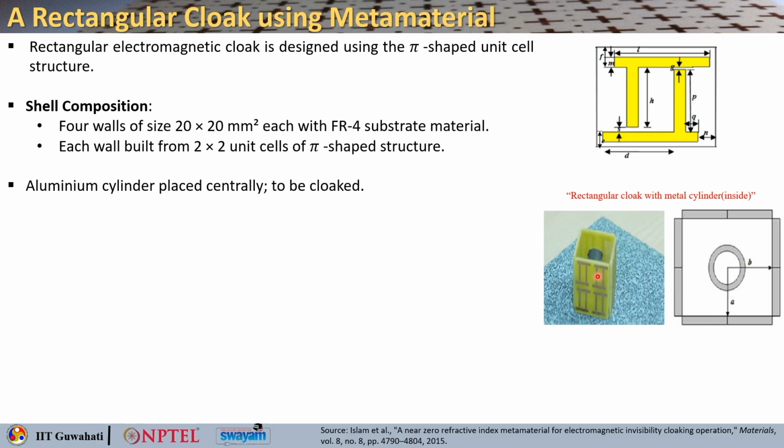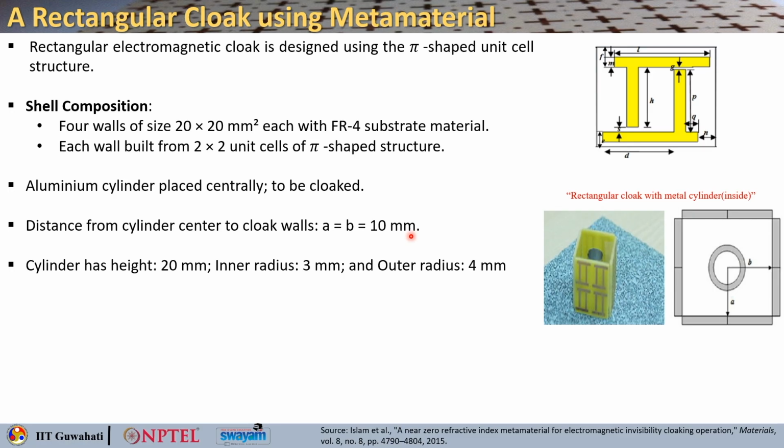Now what we are cloaking here is an aluminum cylinder that is placed centrally, and we maintain the distance from the cylinder center to the cloak walls on both sides to be 10 mm. In this particular case they considered the height of the cylinder to be 20 mm, the inner radius is 3 mm and the outer radius is 4 mm. So it is not a solid cylinder, it is also a core shell kind of cylinder, right.